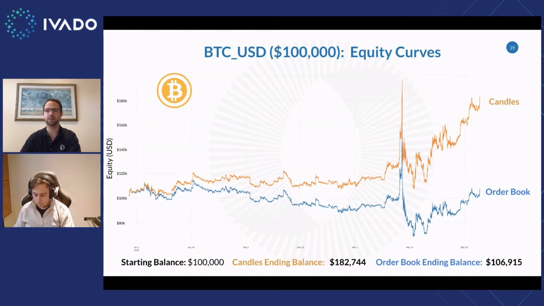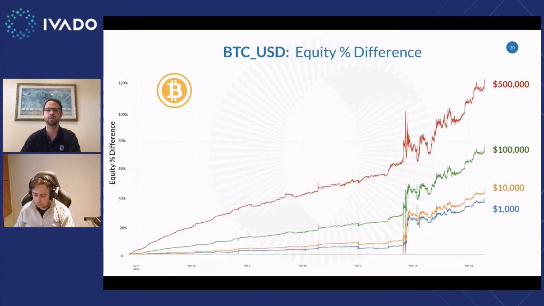These are the equity curves generated from the two backtests, one using trade data in orange and the other using order book snapshots in blue. Based on only the candlestick backtest, you would have expected a return of about 83% for this strategy. However, when including liquidity information using order book data, the expected return is only about 7%. That's a loss of 76% due to just slippage and market impact.